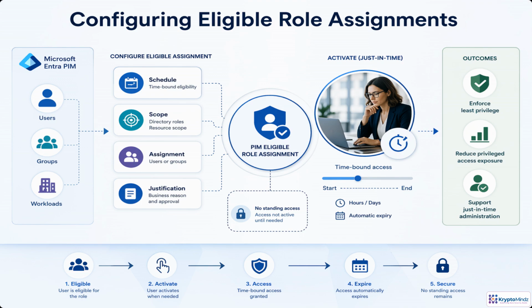In this section, we'll configure eligible role assignments in Microsoft Entra PIM. The goal is to replace standing admin access with time-bound eligibility, so users or groups activate privilege only when needed, with scope, schedule, justification, and automatic expiry.